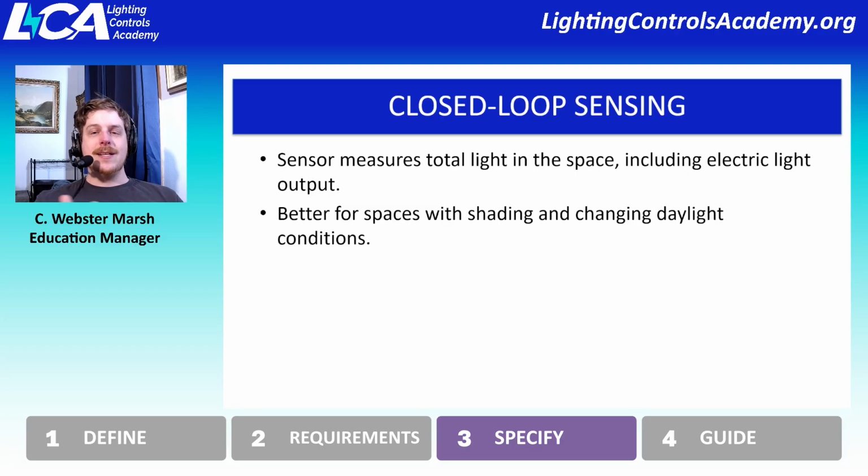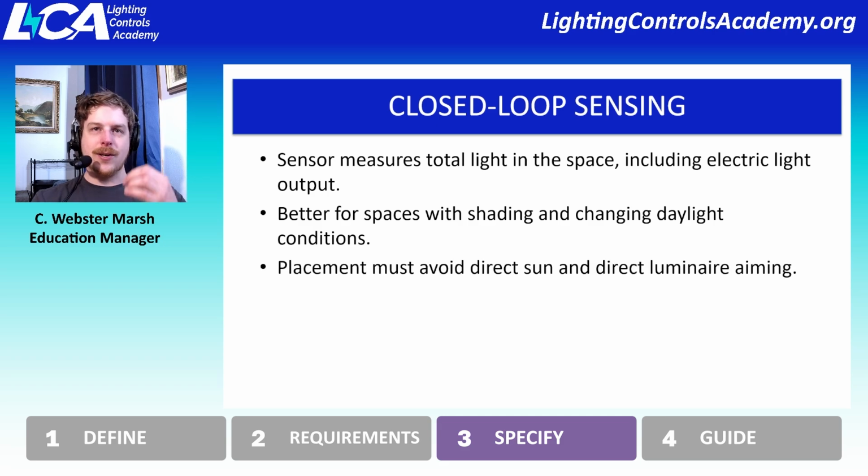And so it is better when you have those shaded spaces, or when daylight is going to be changing more repeatedly. If you have somebody who likes to draw their shades or close their blinds frequently, and so your lighting might need to respond a little bit more agilely to what's going on around it. And so that's where closed loop sensors are a little bit better.